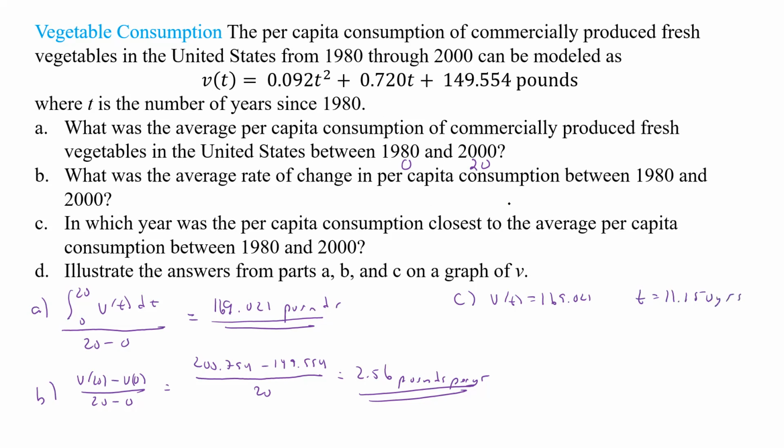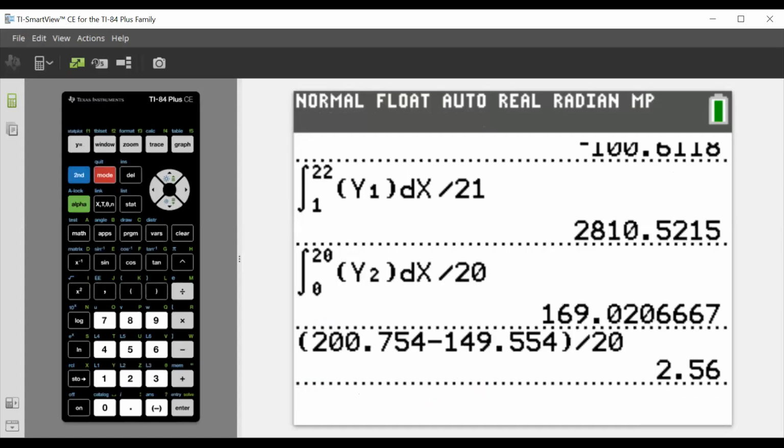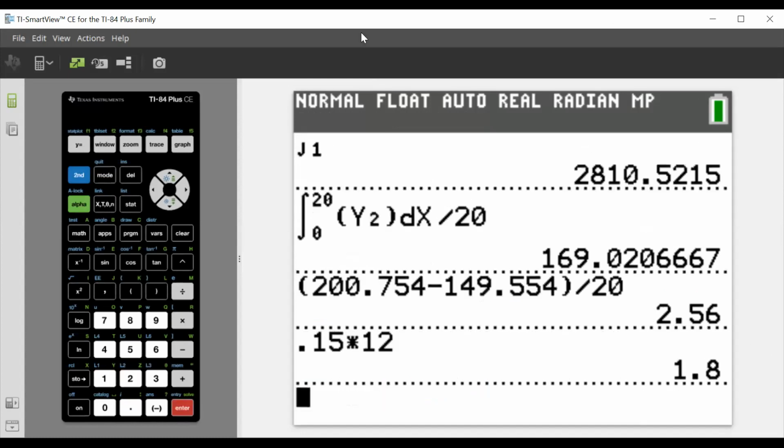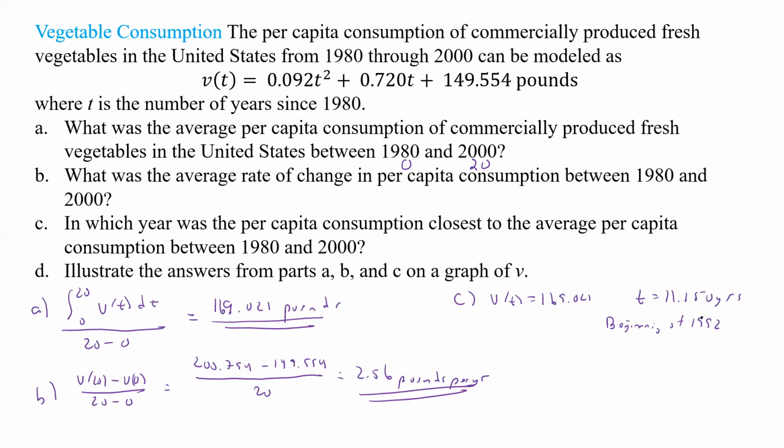And so 11.15 years, so 11 years past 1980, that's going to be 91 and plus into the next year. So it's going to be the beginning of 1992. And if we take that 0.15 times 12, that's going to be in February, it looks like. So beginning of 92, most likely somewhere in late February. All right, so illustrate the answers from parts A, B, and C on the graph.